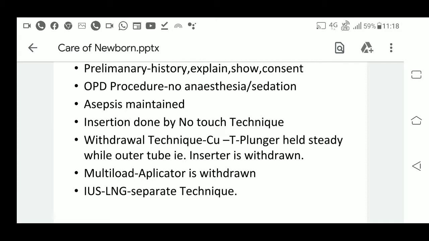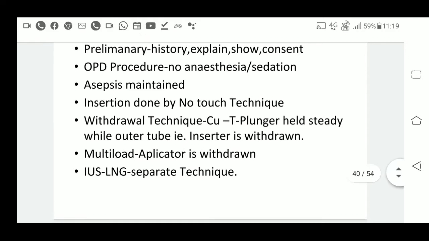Then in the withdrawal technique, we hold the plunger steadily and the outer tube is withdrawn and the copper T is released inside. Whereas in multi-load, we just introduce with the applicator and then the applicator is withdrawn, because the fins retain the multi-load inside the uterine cavity. The LNG IUS has got a separate technique.